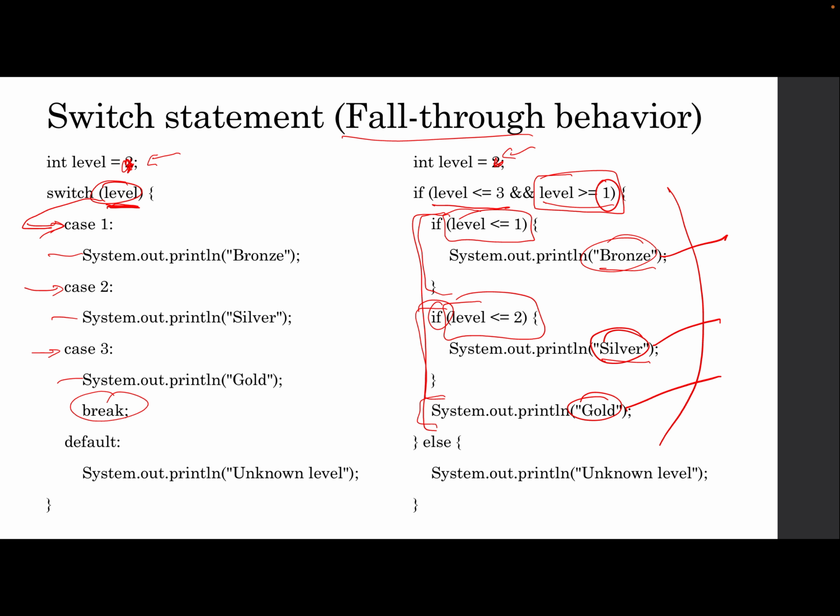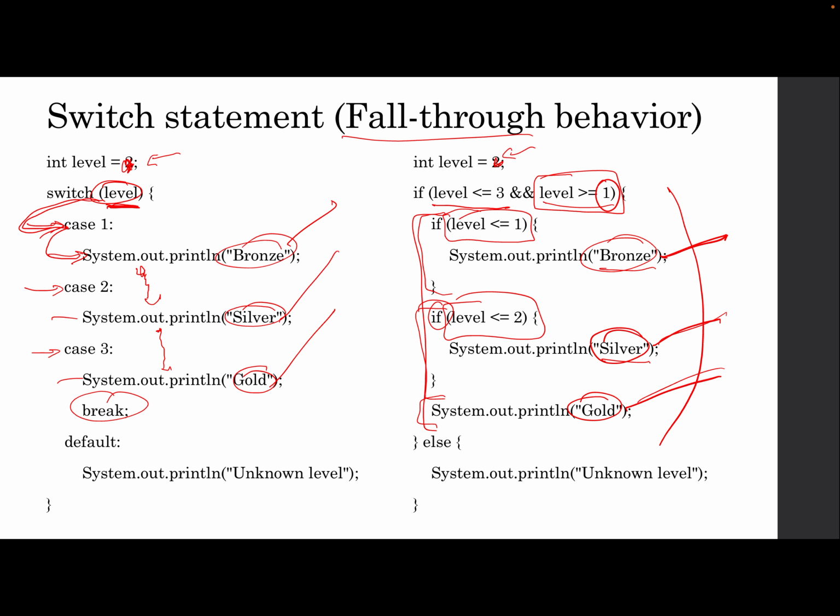Okay, so let's assume that level equals 1. When level equals 1, what do we do? Well, we come here, and then we execute this statement. So we print out bronze. But since there's no break statement, we're going to execute silver as well. Since there's no break statement, we're going to execute gold. So when level equals 1, we get bronze, we get silver, and we get gold. Exactly what's happening on the right-hand side. So because we had no break, level 1 prints out bronze, silver, gold.